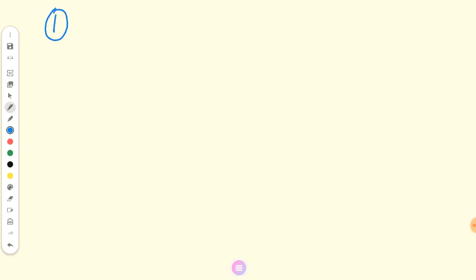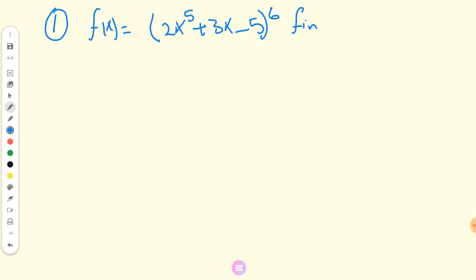How to apply the general power rule? It's a kind of applying a chain rule, the first lesson during this third quarter. If we have f(x) equal to (x^5 + 3x - 5)^6, for example, find dy/dx, or by another way, the derivative of f(x). That is the first kind of question that you may find in the exam.